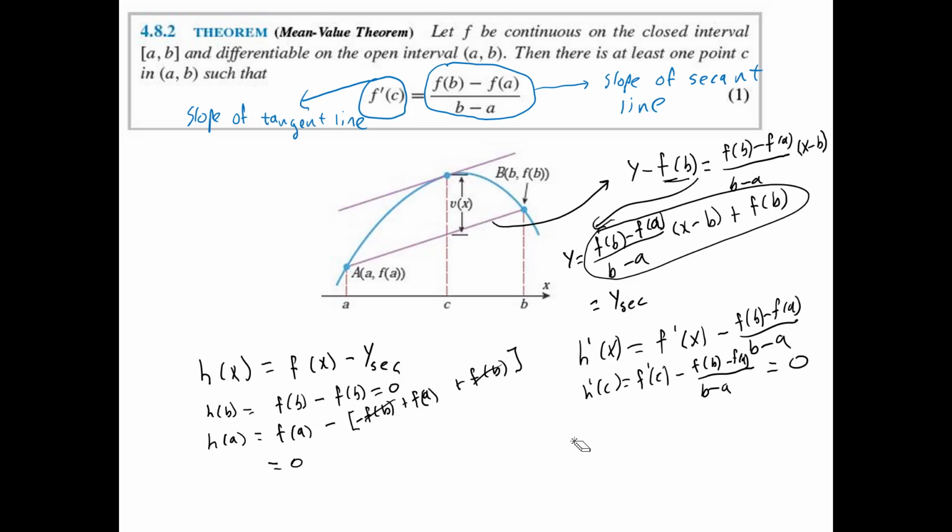And so then there you have it. Once you move this term over, you get that f prime of c is equal to f of b minus f of a, all divided by b minus a. So that's how that goes.